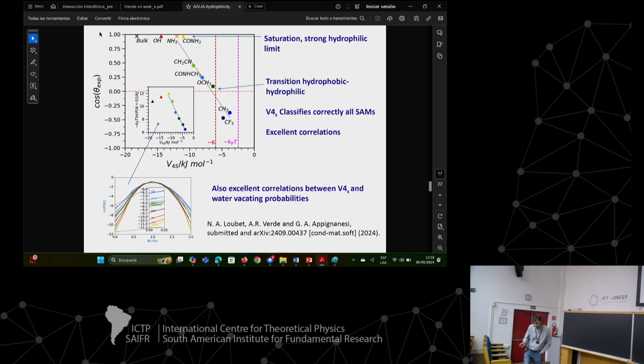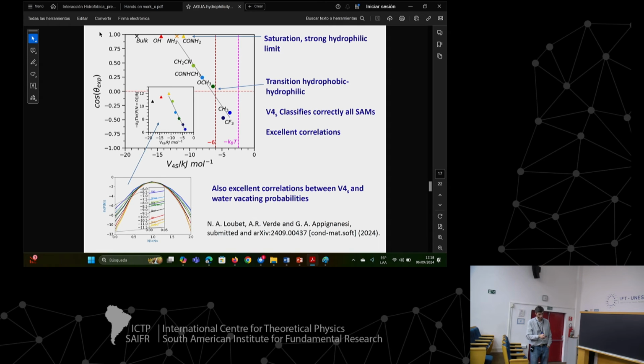And well, of course, the idea is what is telling us the index. Here we are correlating the experimental contact angle measurements with what we get with our index. Here we have basically a very nice linear behavior that would extrapolate here.